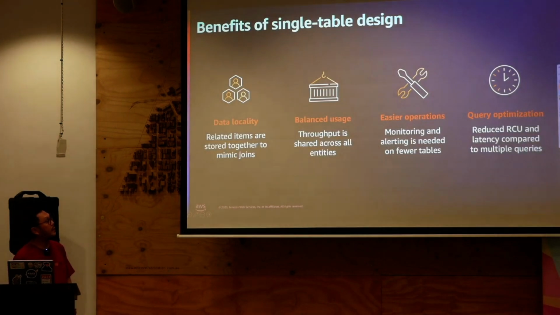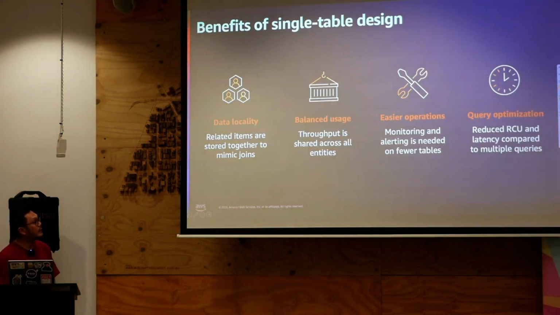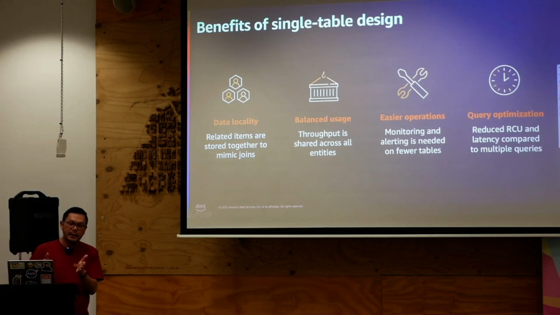So some of the benefits: data locality. Related items are now stored in the same partition, right? Whenever you do a query, if you have 4 items and each item is 1 kilobyte, for example, you will only pay for 1 read unit because we charge in increments of 4 kilobytes. If you store it in 4 different tables and you do 4 different queries, then we charge for 4 read units. But if it's from 1 table and you're using query, you only pay for 1 RCU, basically, right?